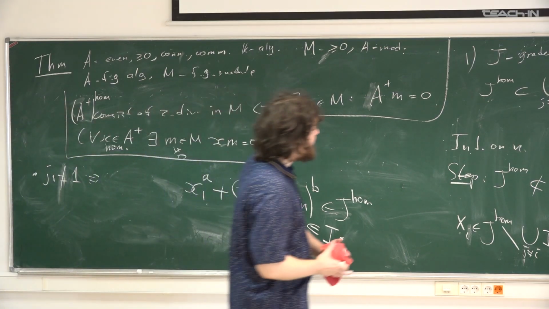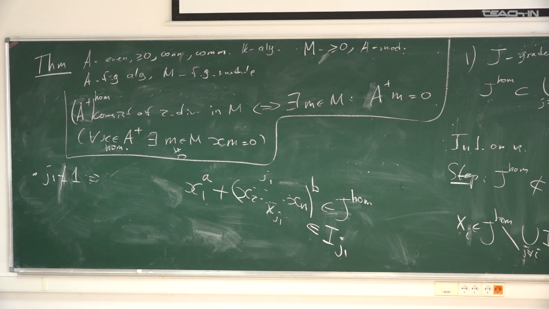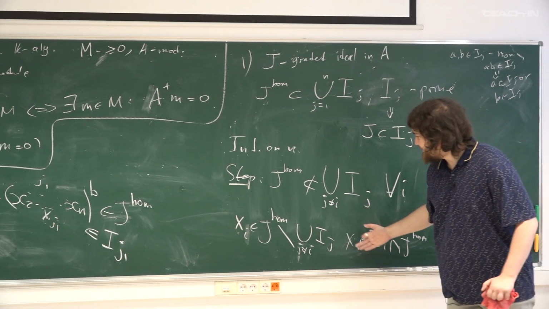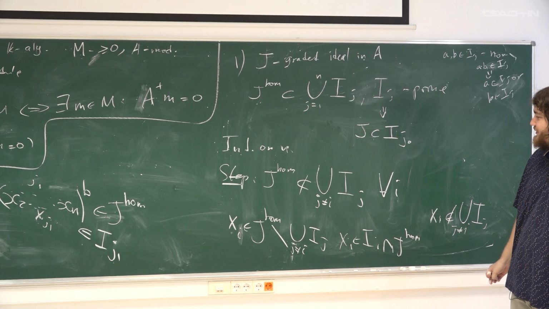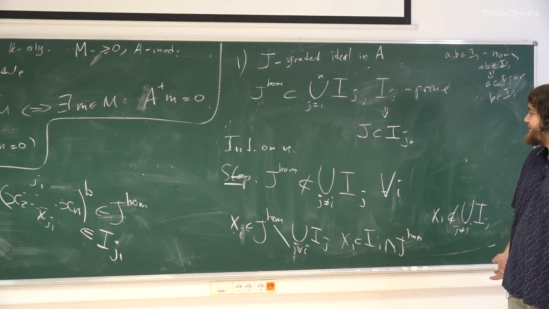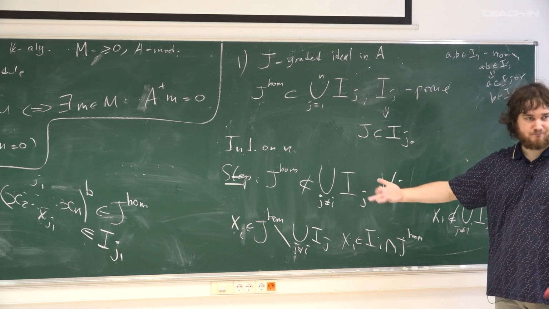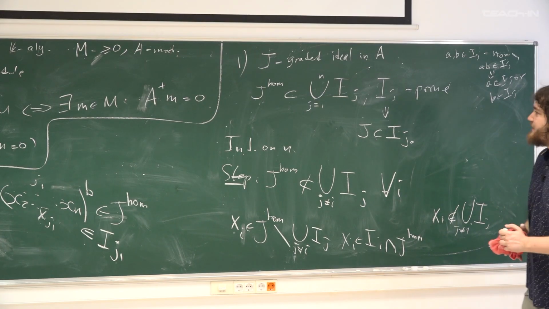So it's a contradiction. If it's not in the union of all except 1, it cannot happen. So by induction, it lies in I1. Okay. This was the first step.